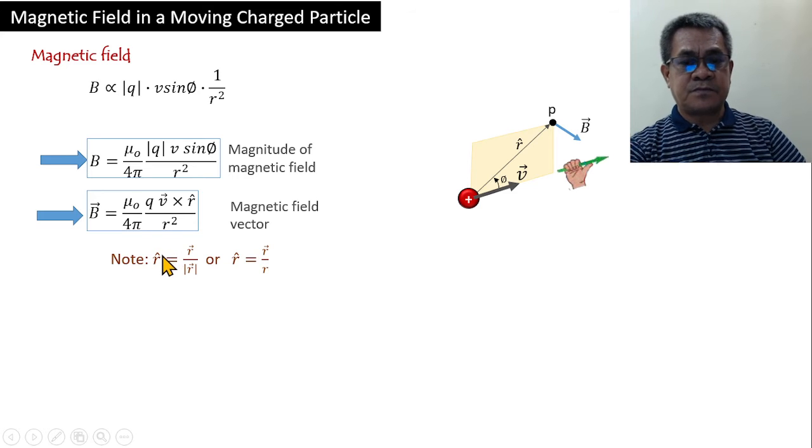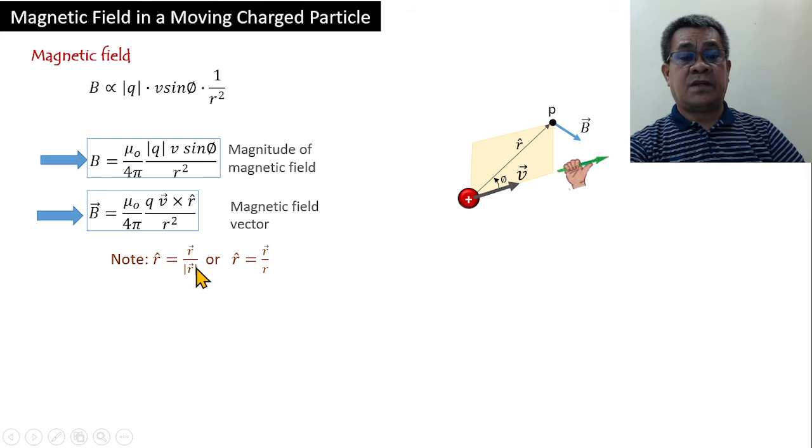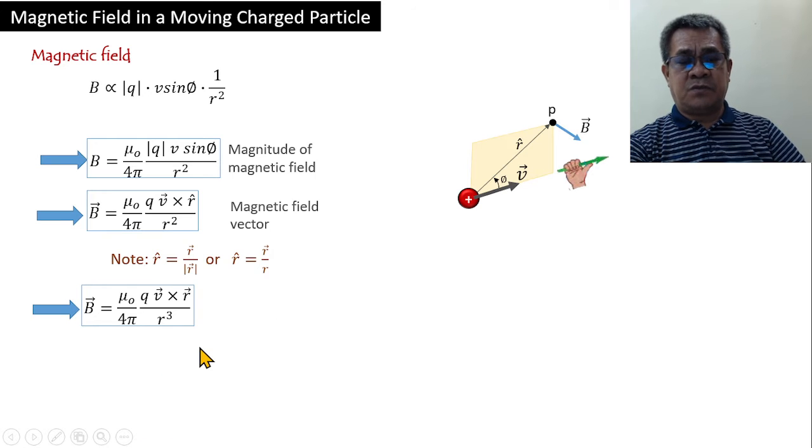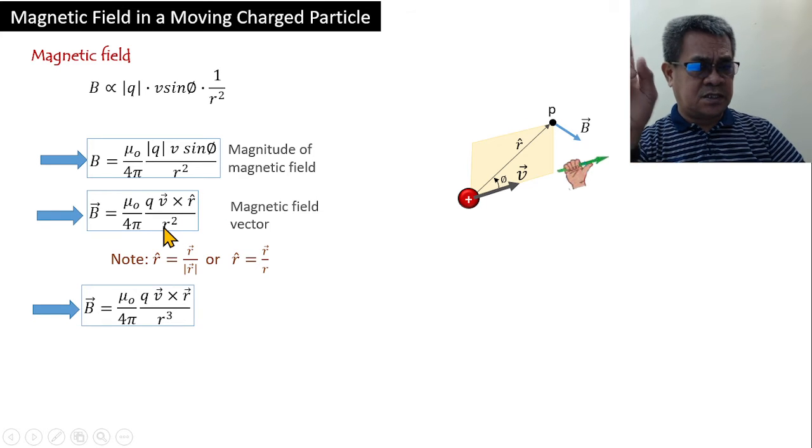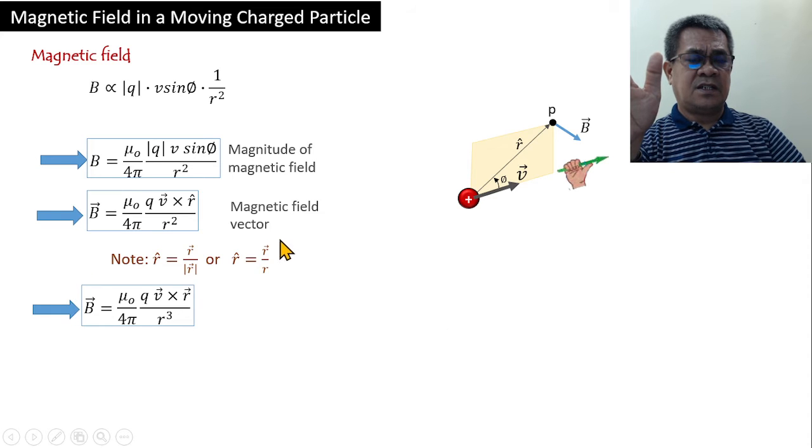Take note that R hat, recall, is the vector over the magnitude. Or you can say, without the arrowhead, take the absolute sign, and this is the magnitude of R. Then there is an option: you can replace this R hat with this formula, then simplify, and this will be the result. If you are using the R vector, then you can cross it with V, and your denominator R should be cubed. But if you are using the unit vector of that position, your R is squared only. Why? Because we just substitute this unit vector here, so R becomes cubed, and this one becomes a vector.